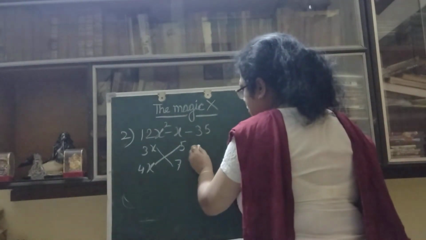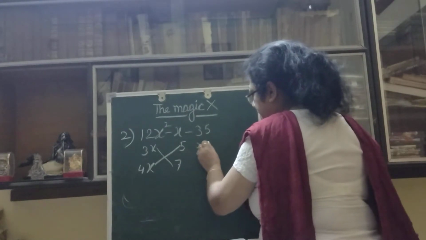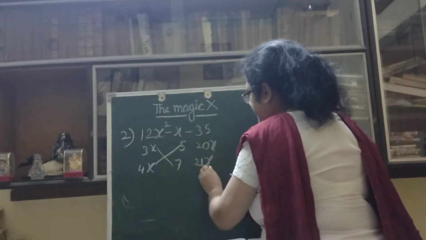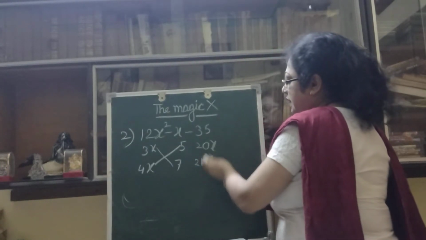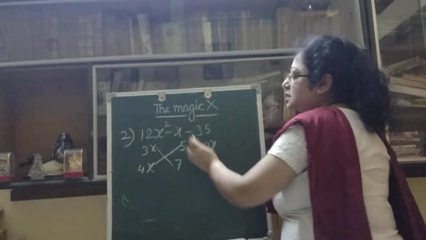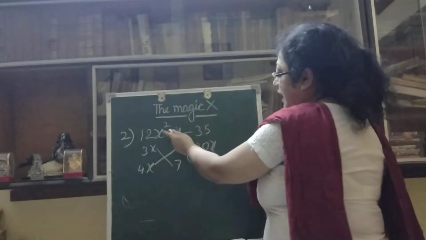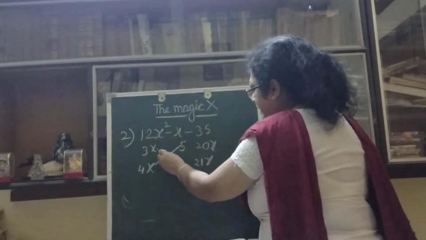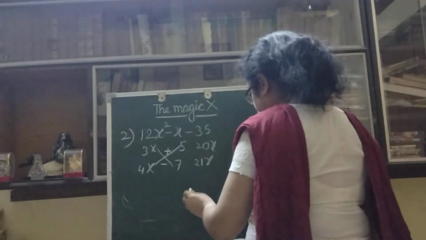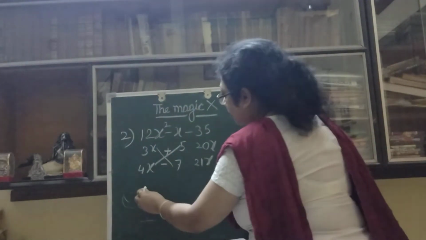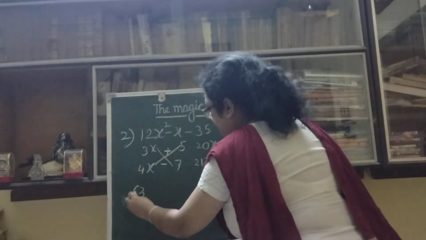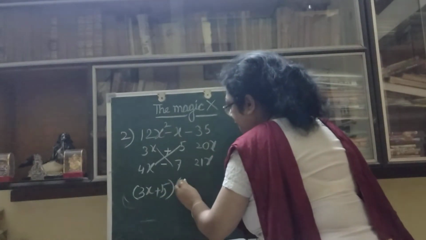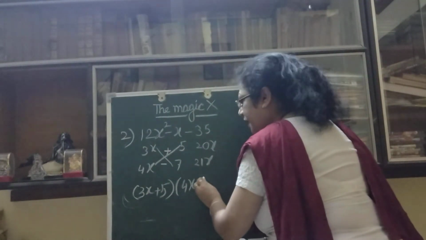Now we will do our magic cross. By doing the magic cross, we will get what? 5 times 4 is 20x and 21x. Now children, you just see, 21 minus 20 is 1. The minus sign is there. So, the bigger number will get the minus sign and the smaller number will get the plus sign. So, your answer has come: 3x plus 5 and 4x minus 7.